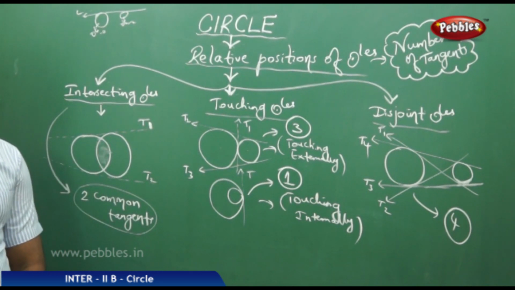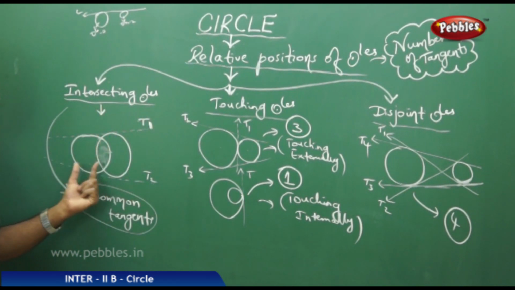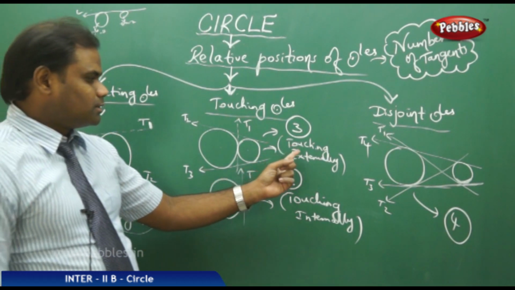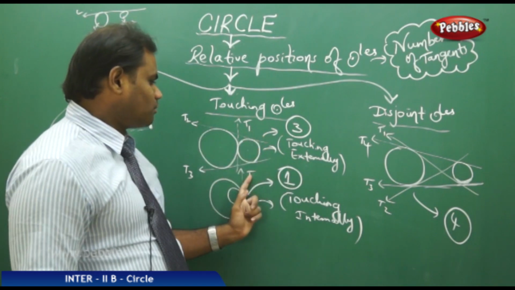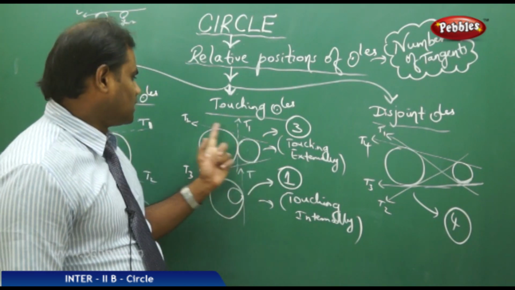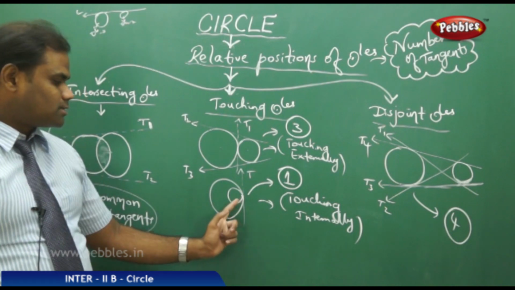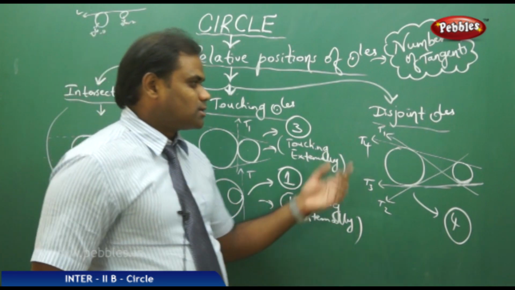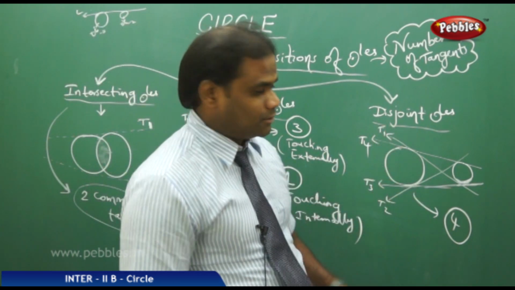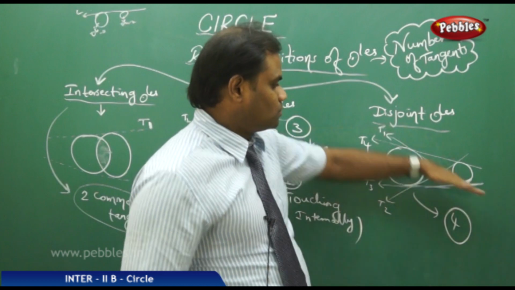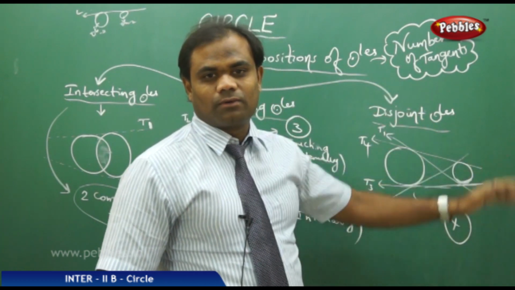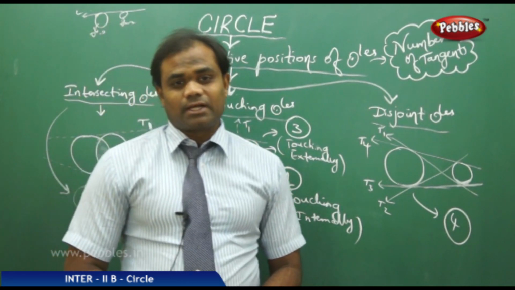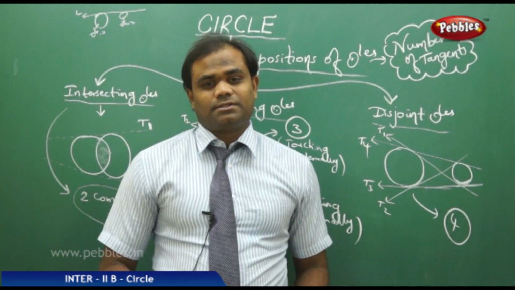Therefore, I understand that for case 1, where the two circles are intersecting, I have 2 common tangents, which are these 2. For two circles touching externally, I have 3 common tangents, T1, T2, T3. For two circles touching internally, I have 1 common tangent, which is this. For two circles which are disjoint, I have 4 common tangents, 1, 2, cross 3, cross 4. This is how we understand the relative positions of circles connected with the number of tangents.